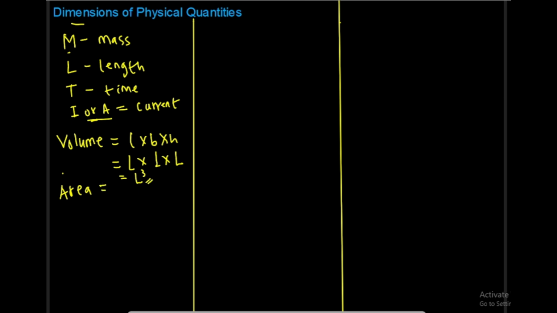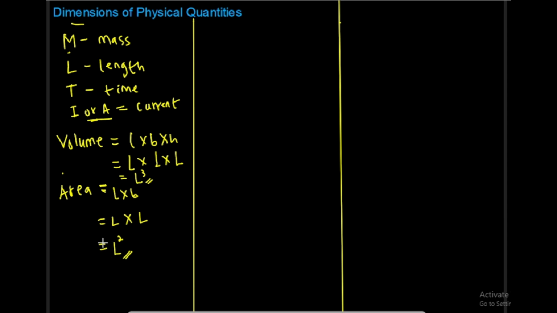Now let's say you want to get dimension for area. Like I said, to get dimension of any physical quantity, first bring out the formula. What's the most common formula we know? One of them is the area of a rectangle, which is length times breadth. Length we represent with L, times breadth, we represent with L. So you have L times L, and that's going to give you L squared. So that's the dimension for area, and this is the dimension for volume.